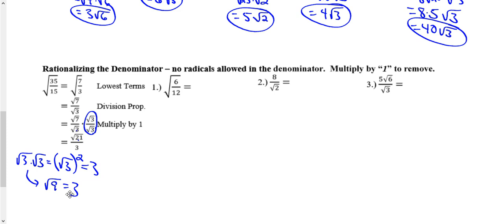So we multiply. What if it was the square root of 5 on the bottom? What would we multiply by here? No. Why 5? How about the square root of 5 over the square root of 5? Those are different numbers. They need precision, right?